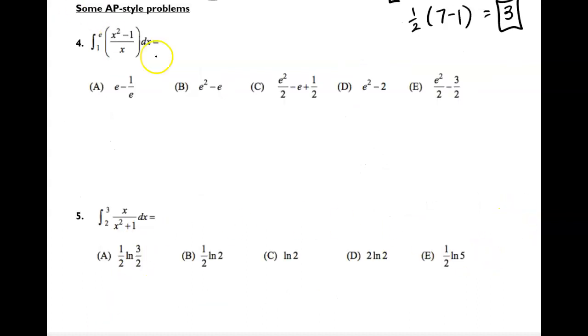Now let's take a look at some AP style problems. In number 4, we have the integral from 1 to e of x squared minus 1 over x. This looks like a u substitution problem. I could make my u x squared minus 1, and then my derivative would be 2x, but then I would notice my dx is in the denominator, and the du would be in the denominator. We never actually want to be dividing by our du.